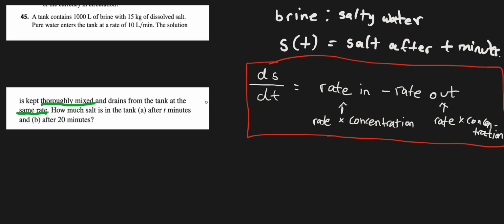Now let's use our values. dS/dt is going to be equal to, so what is the rate in? This is rate times the concentration. Well, the rate is, pure water enters the tank at 10 liters per minute. So that's the rate, that's 10. This is being multiplied by the concentration. This is pure water, which means that the concentration of salt in the water being entered is going to be 0.